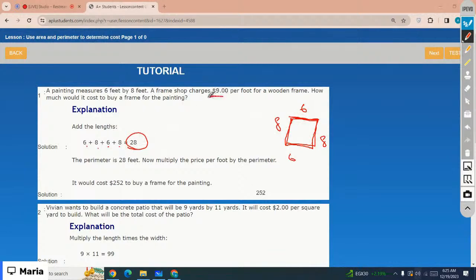So for 1 foot, the shop costs $9. You have to do 28 times 9. That means 252. The total cost is 252, right? The correct option is 252, right? Let's just start with the practice questions.